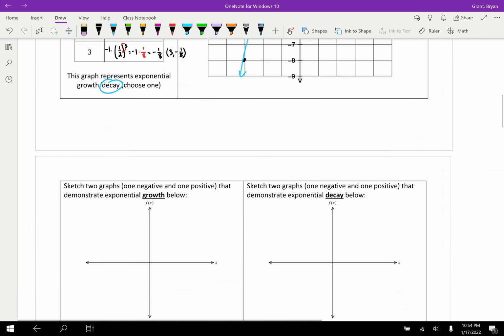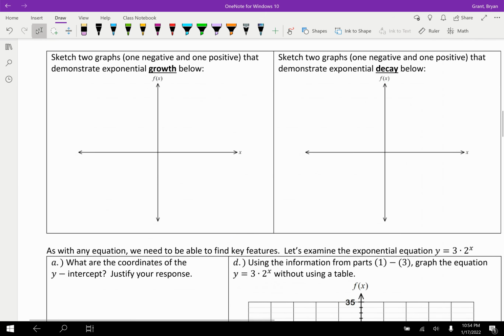In fact, we should probably do a quick conclusion about which graphs show exponential growth versus decay, and I'll do them in different colors so you can see that they're different. If you have different colors, not a bad thing to do on your paper. Okay. Exponential growth are graphs that grow away from the x-axis as you move from left to right. They start around the x-axis and they grow up, up, and away. Or they could start below the x-axis, but they're still going to grow away from the x-axis. Each of these are demonstrating exponential growth.